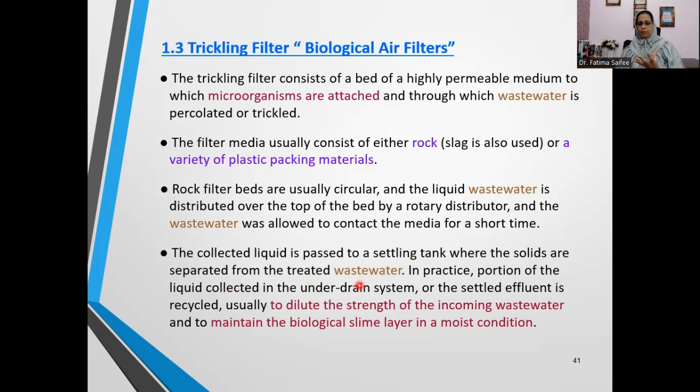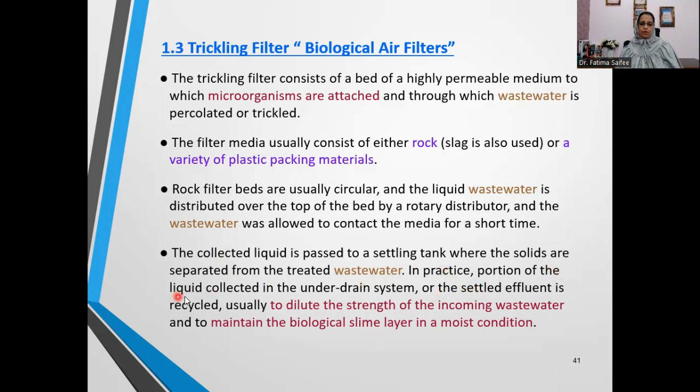So this is the process where different types of material are used to filter. The filter media is made of maybe plastic or maybe rock. So through that, the water is able to filter through each section, which is actually covering a very huge area. In this way the water is being filtered.